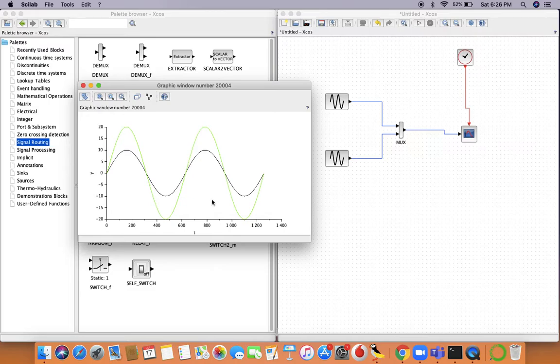So as we can see, we have two sine curves in phase with each other, but differing in their magnitudes. So this is just the basics of what I wanted to talk to you about.